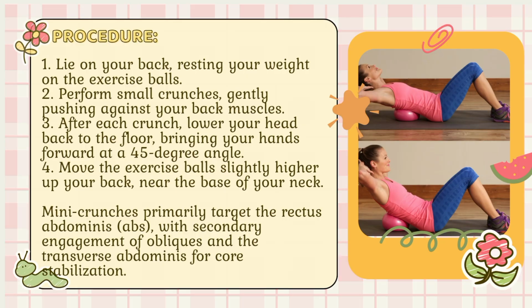Mini crunches primarily target the rectus abdominis or abs with secondary engagement of obliques and the transverse abdominis for core stabilization.